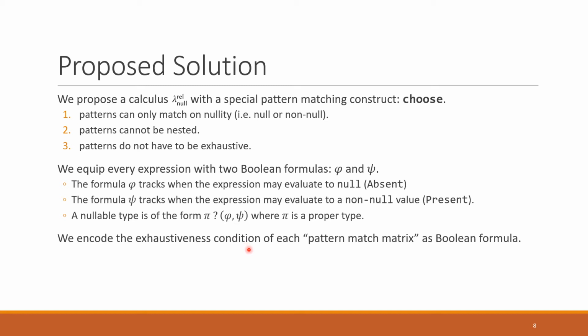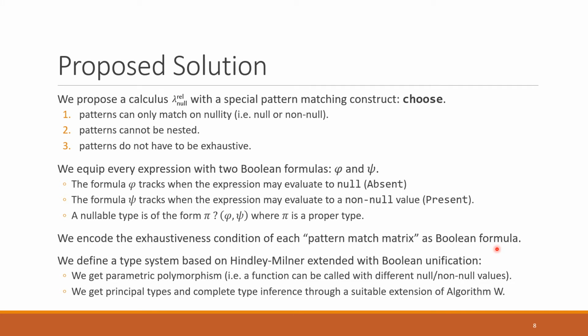Okay, then we take this pattern match matrix that, remember, may not be exhaustive, and we capture its exhaustiveness condition as a Boolean formula. And finally, we take the Hindley-Milner type system, we extend it with Boolean unification, and we extend it with this choose construct. And so this gives us two important things.